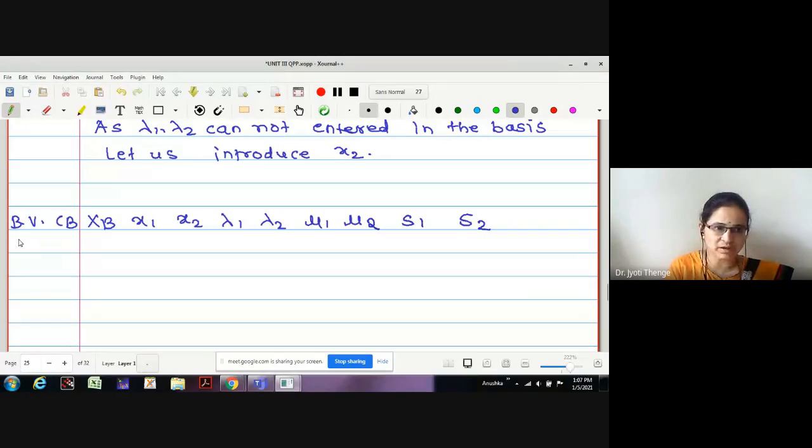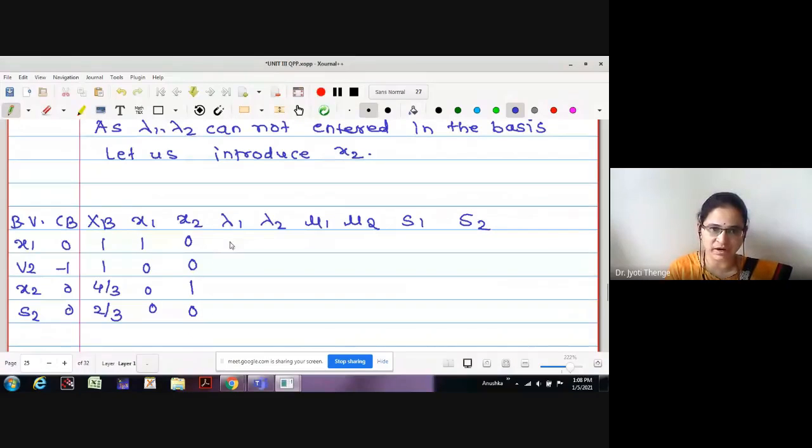Which are the basic variables now? V2 is there already. Instead of S1, now we have X2. Its pair S2 will be there. Cost will be 0, -1, 0, 0. XB column gives me the value 1, 1. You can just check the entries afterwards on your own. I'm writing the entries directly now, because one can find out the entries if the previous table is in front of your eyes.